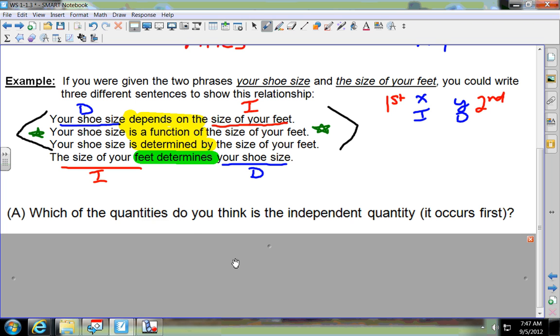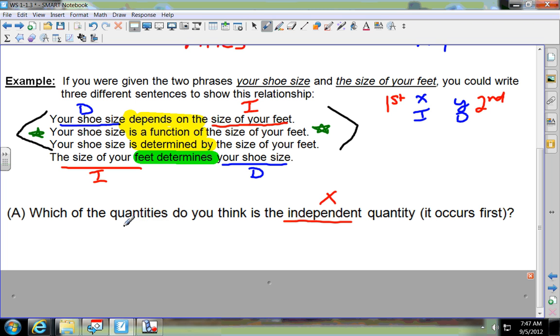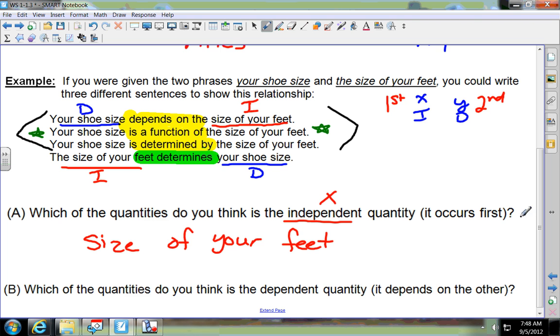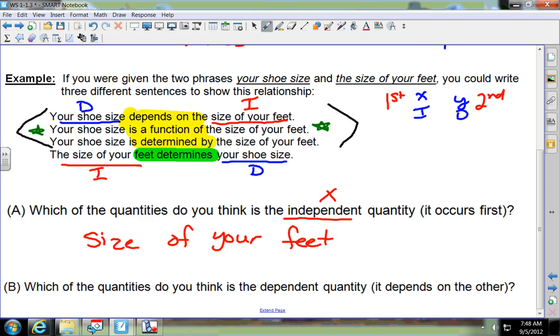Okay, we just talked about which quantities you think is the independent variable or what happens first. Again, I want you to underline independent in your notes, and I want you to write X. Every time we see independent, we're going to underline it and put X right now. And we said that the quantity that was the independent was the size of your feet. And which quantities do you think are the dependent? Well, that would be your shoe size.